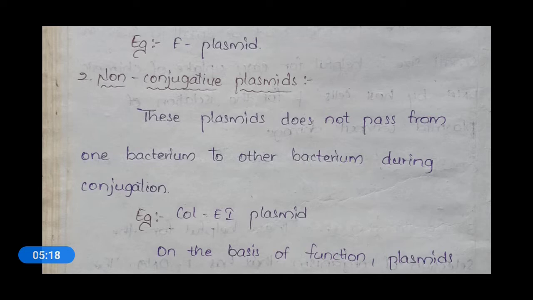If we take the functions of the plasmid as criteria and classify these plasmid vectors, they are again of 5 types: F plasmids, R plasmids, Col plasmids, degradative plasmids, and virulence plasmids. So here F plasmid means F for fertility. So it is a fertility plasmid.